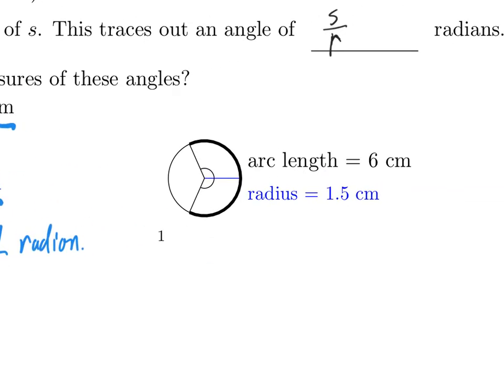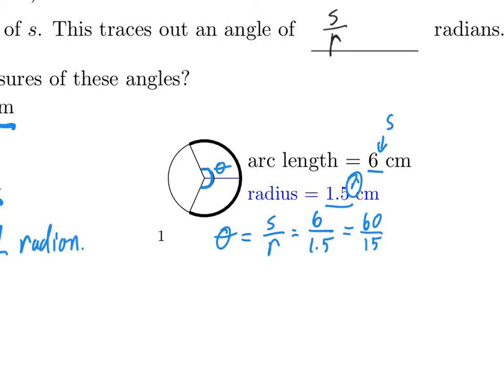Similarly, let's think about this one. So here is a circle with arc length 6 drawn on a circle of radius 1.5. So this has some angle measure. So there's the angle, theta. Theta is equal to s over r when measured in radians. S is the arc length, 6, divided by the radius, which is 1.5. So this is 6 divided by 1.5. I guess that's the same as 60 divided by 15, because that's how division works when decimals are involved. That's exactly 4.